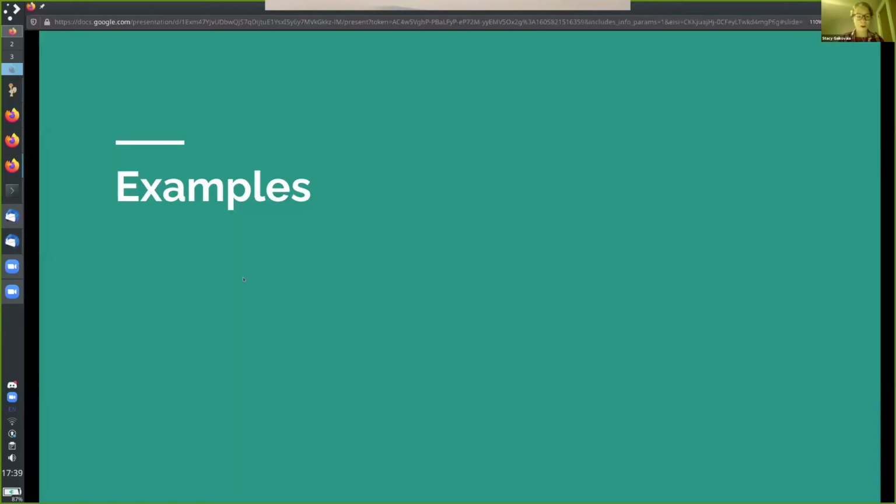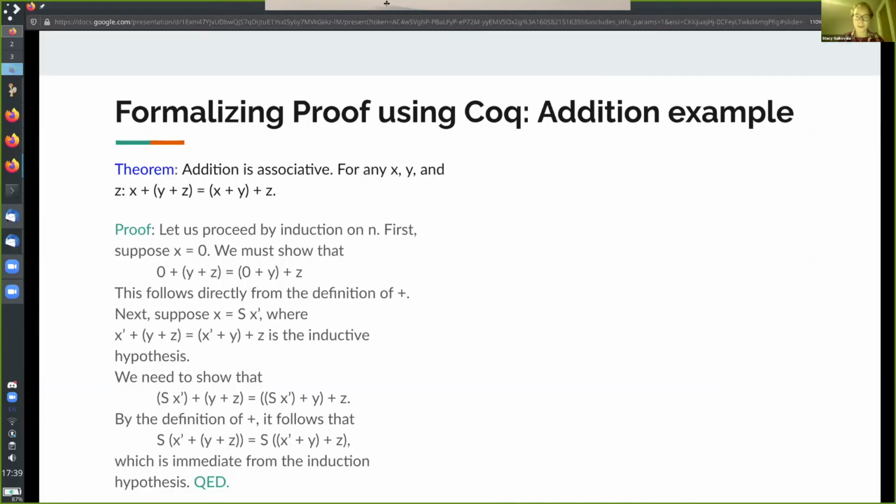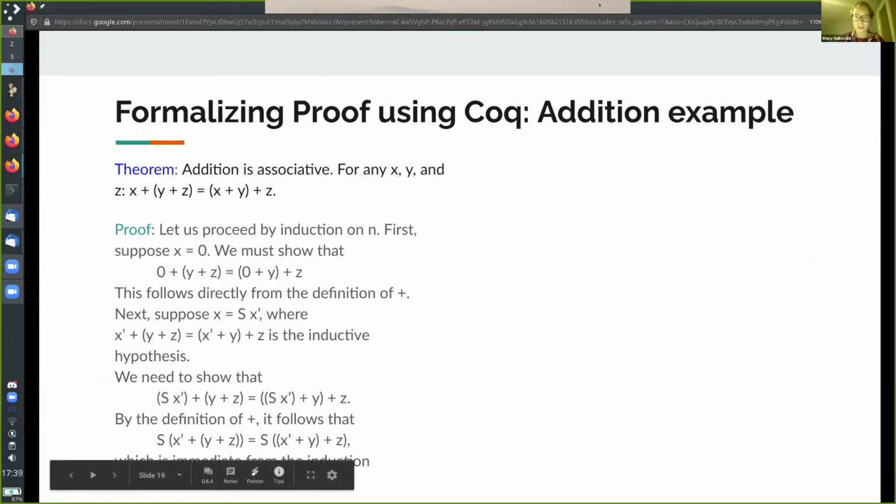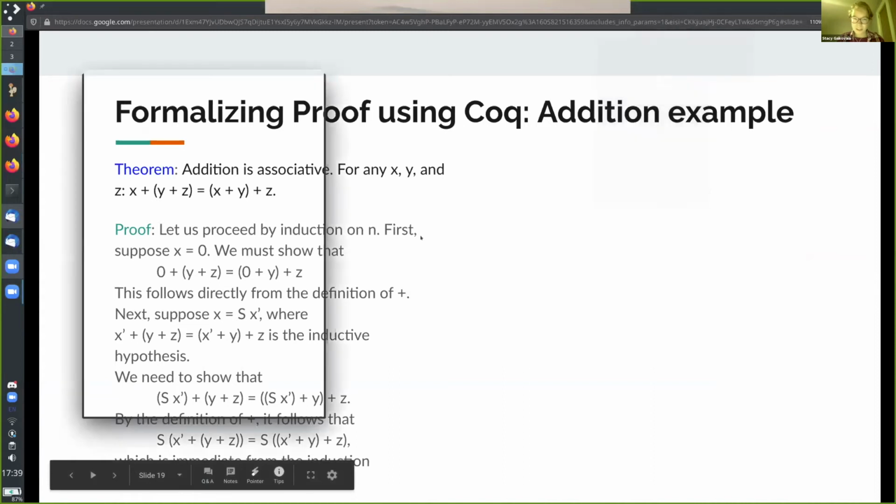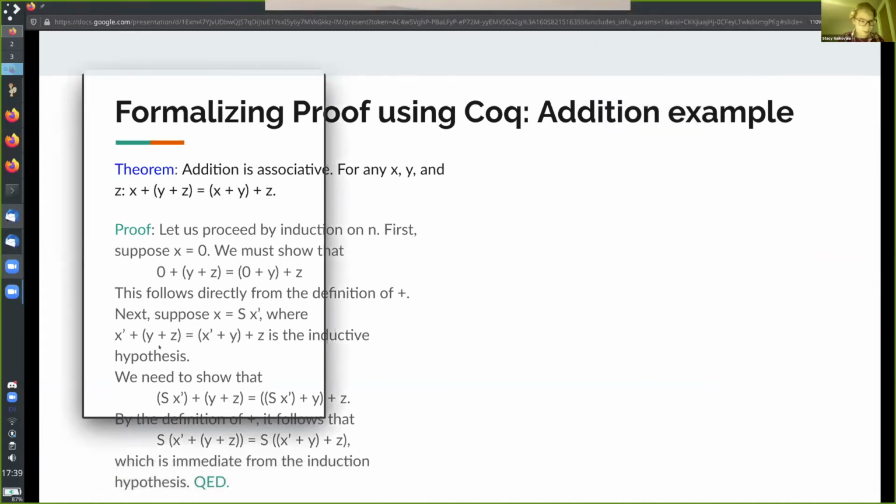There's a slightly more complicated example that I also want to show you, but first I'm going to check if there are any questions. Okay, looks like Neil has answered the question that was there.